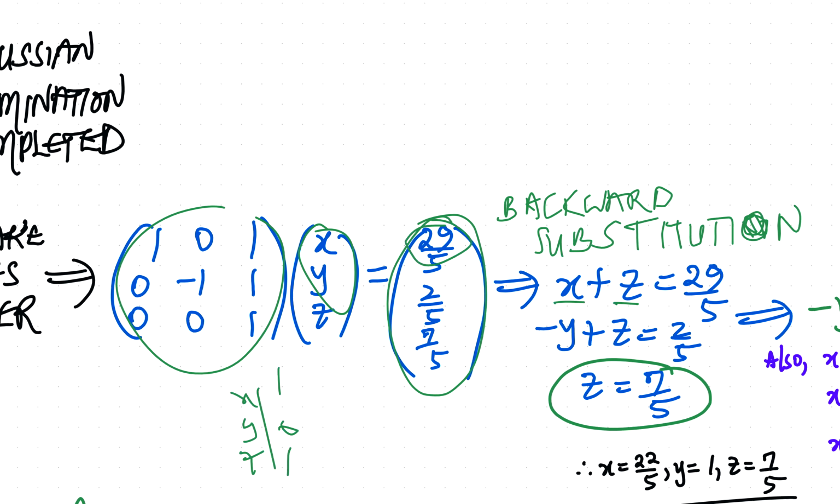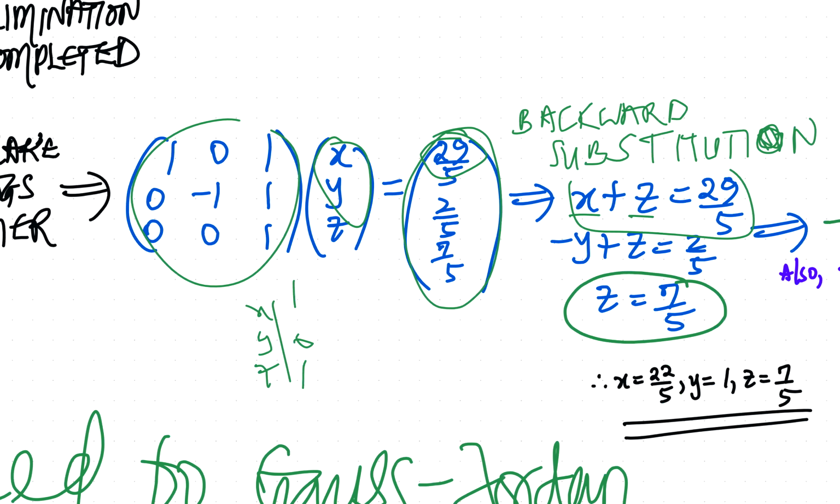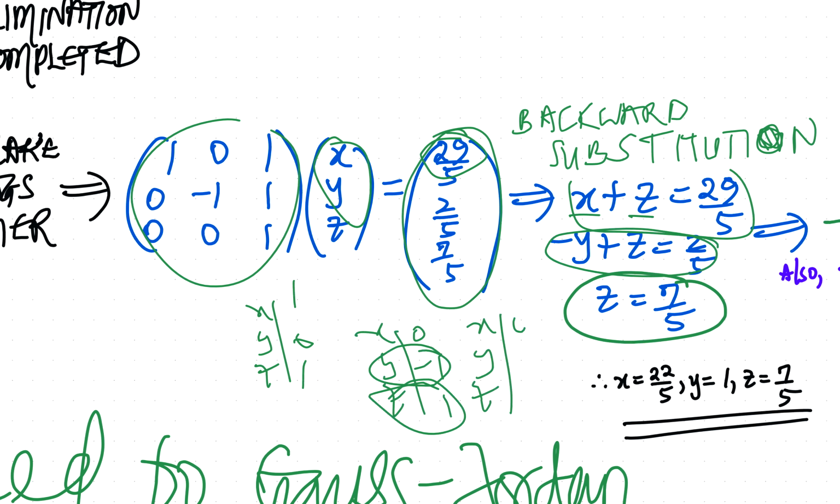And then the next one, you have y. For this next one, let me just do it by the side, x, y, z again, with 0, minus 1, 1. So that's minus y plus z. So you have minus y plus z is 2 over 5. And of course, the last one, if you do x, y, z, this is 0, 0, 1. So that means z is straight 7 over 5. So by doing this, you automatically have got your z.